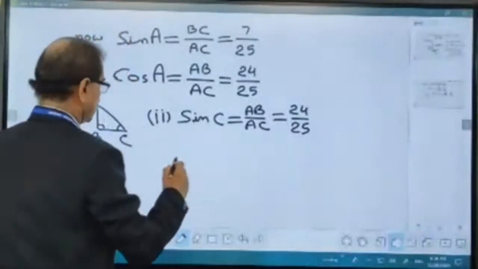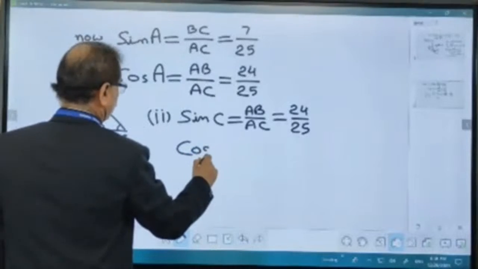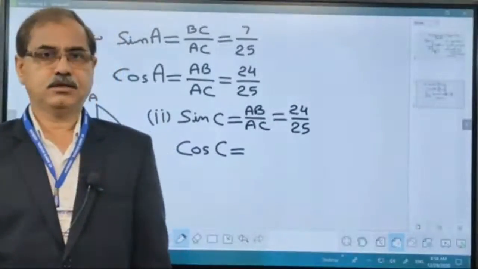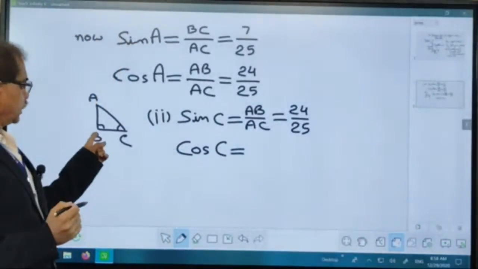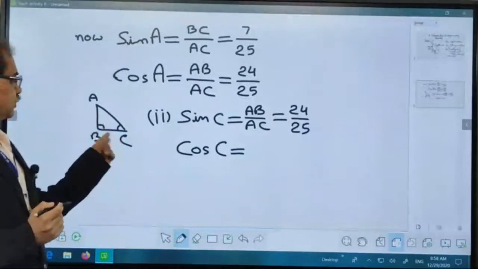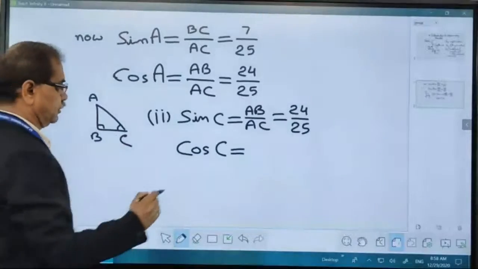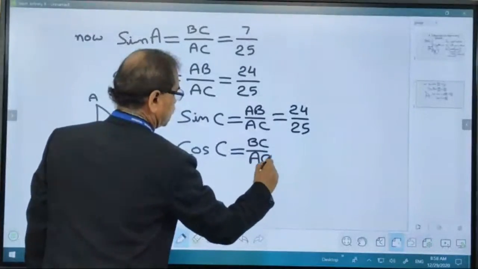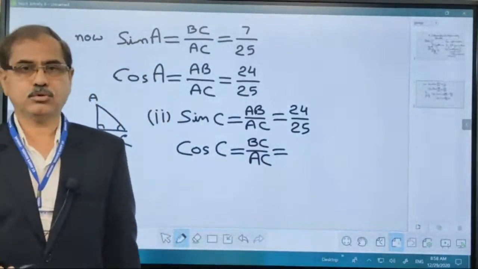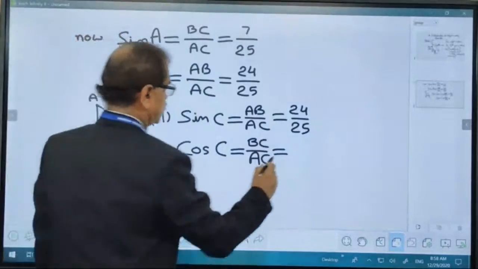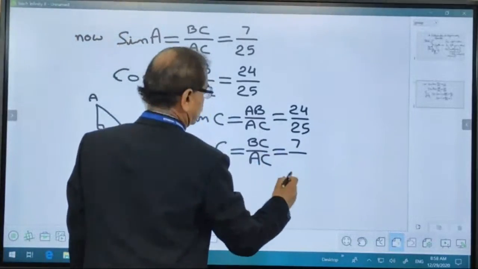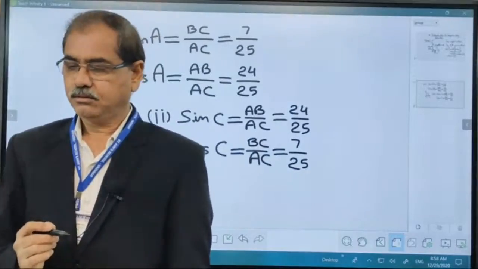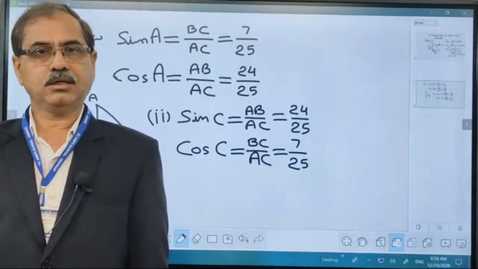Then we are asked cos C. Cos is ratio of adjacent side to hypotenuse. According to our diagram, with reference to angle C, BC is the adjacent side. So it is ratio of BC to AC. We substitute the measurements of both BC and AC. BC is 7 and AC is 25. So that is how in our question number 1 we were asked only two trigonometric ratios.